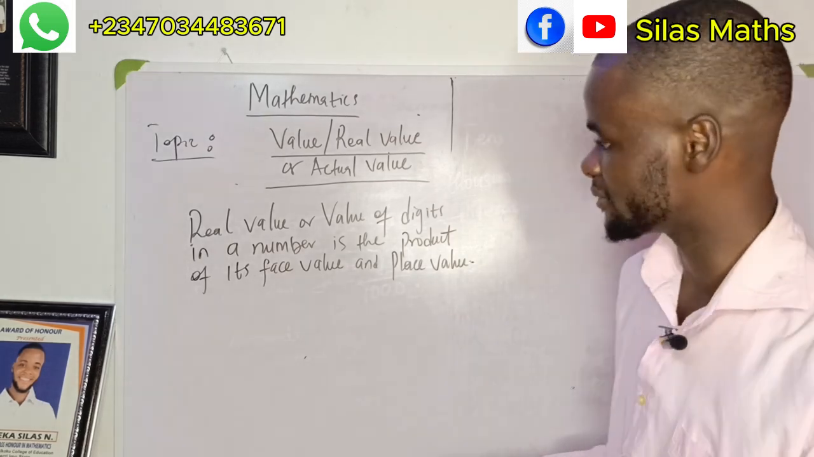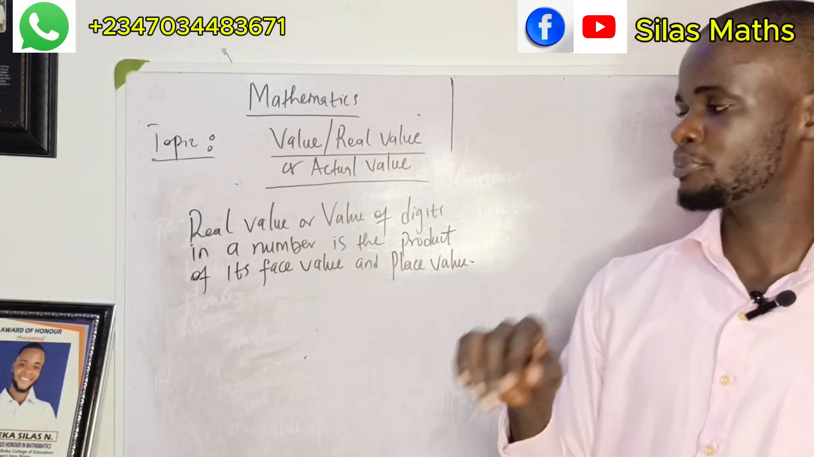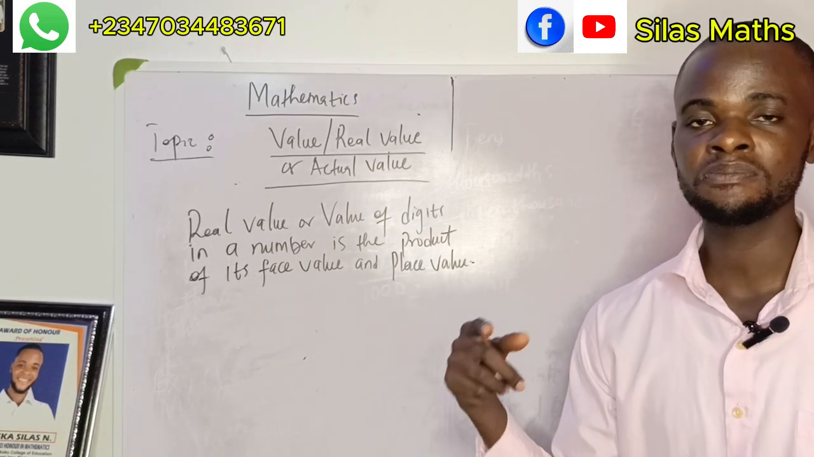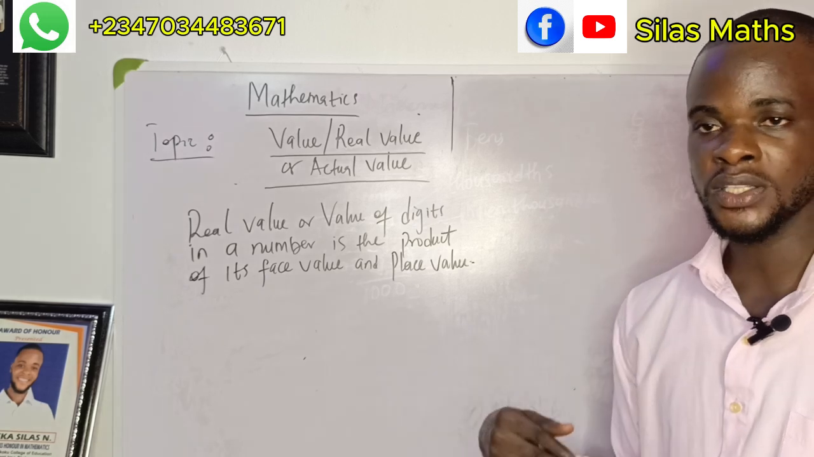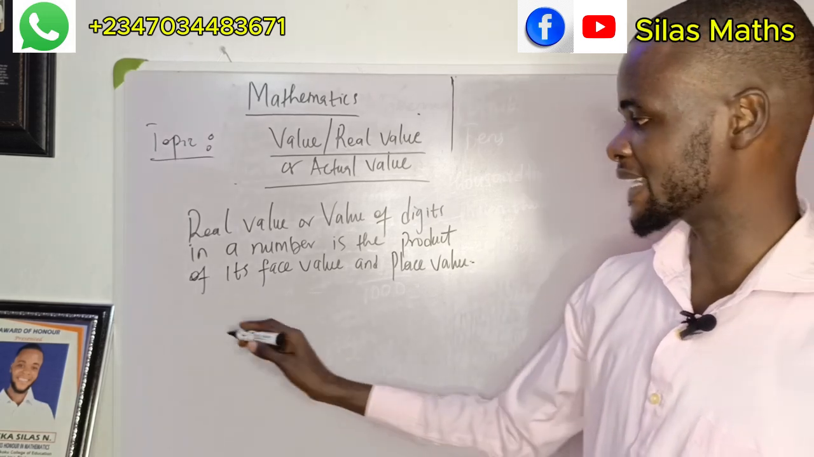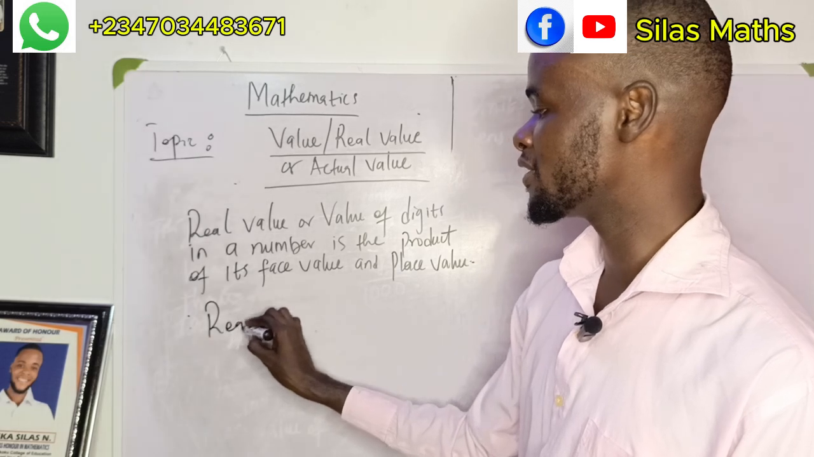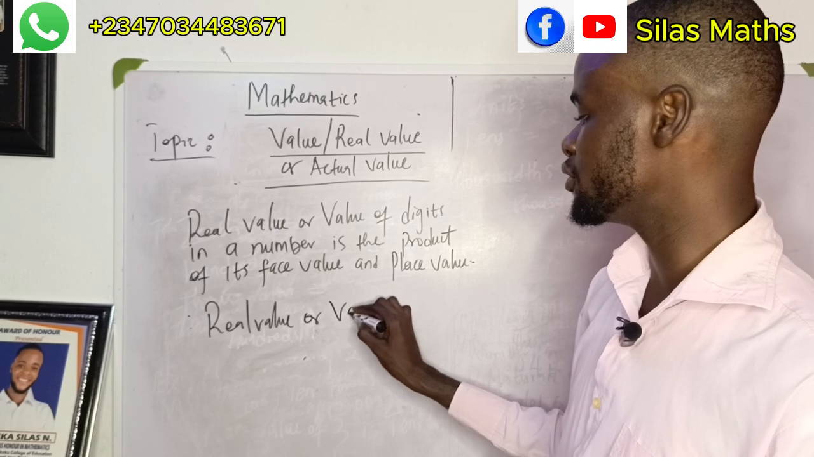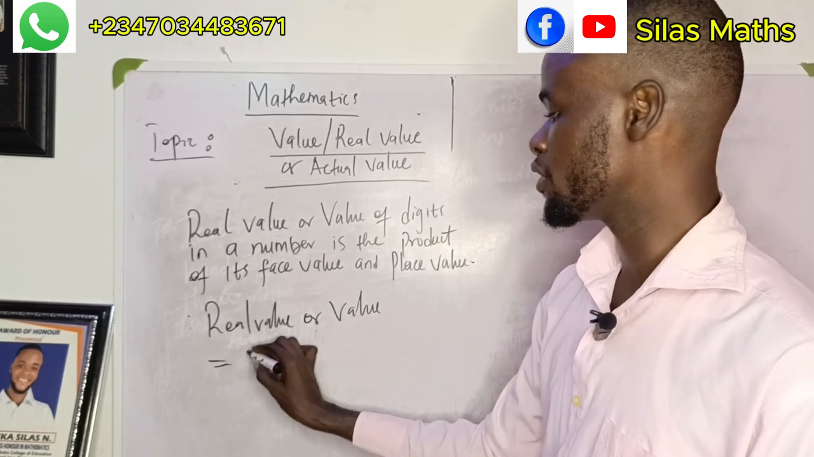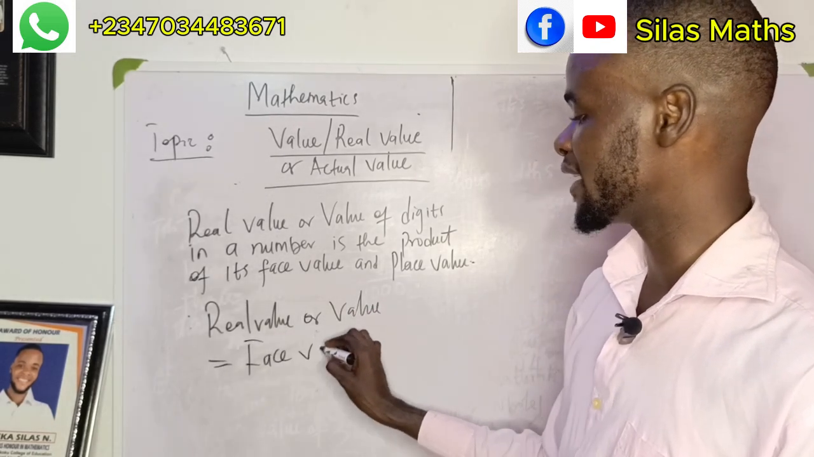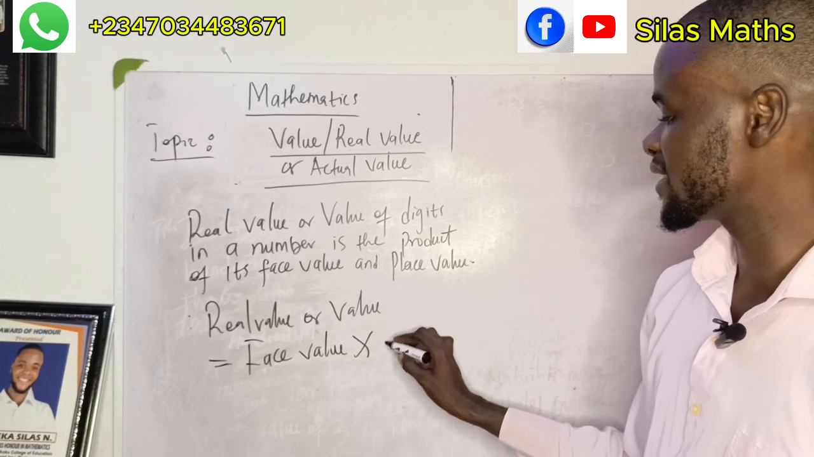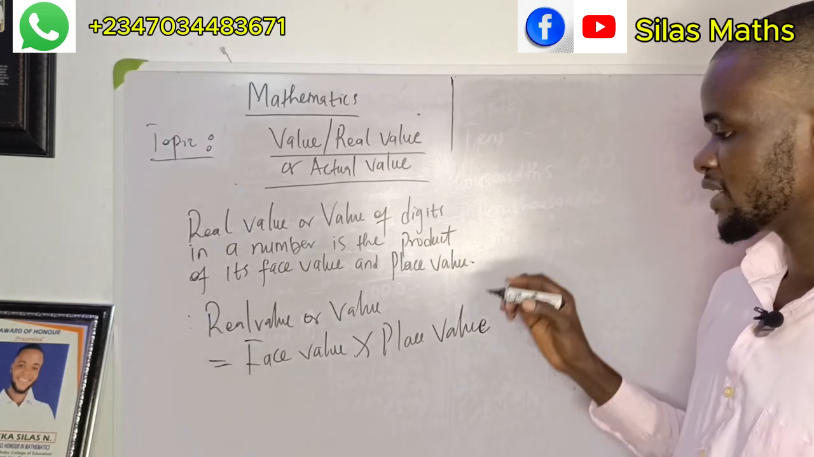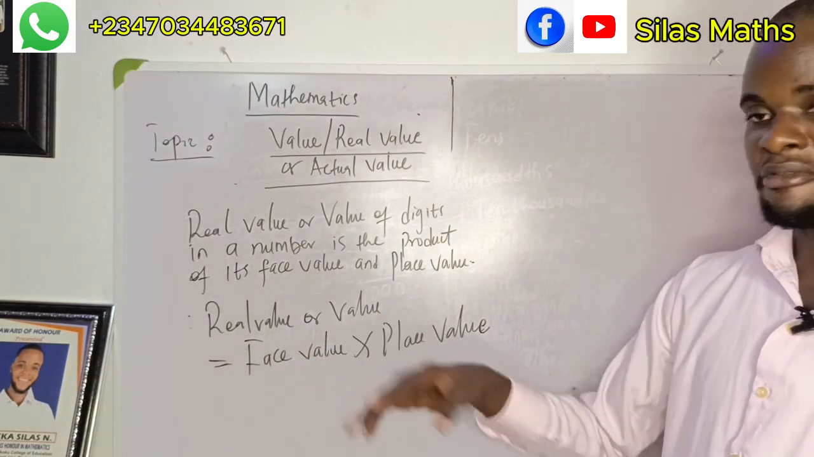So let's take an example now. Since we are talking about products, please don't forget product simply means multiplication. Multiplying the face value and the place value gives us the real value. So I can say that real value or value is equal to face value times place value. Simple. That will give us our real value.